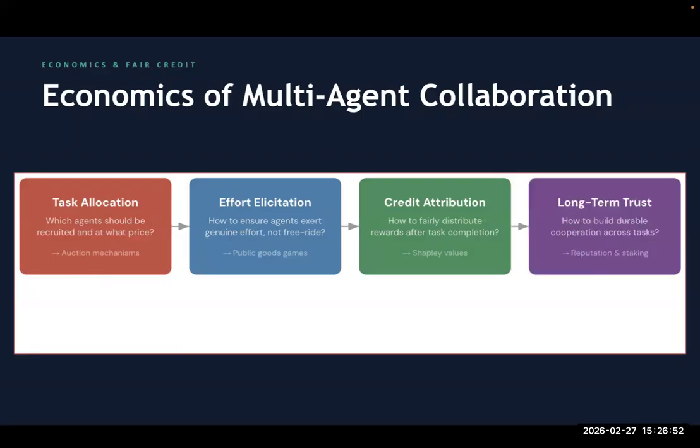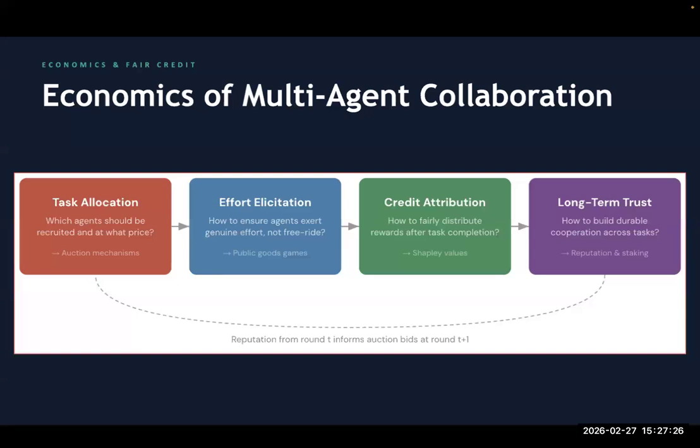And then long-term trust. So how do you build durable cooperation across tasks? And so we talked about reputation there, but staking is important too. In the staking environment, basically you have maybe a new agent that comes on board. And if it wants to participate in a coalition and doesn't have a large reputation, well, it needs to escrow a large portion of its effort up front that it may then get back in surplus once the coalition's completed. Staking is a way of discouraging free riding and helping solve the cold start problem.